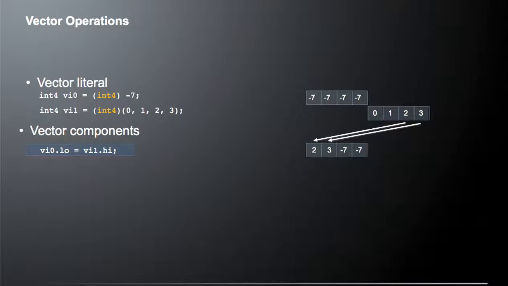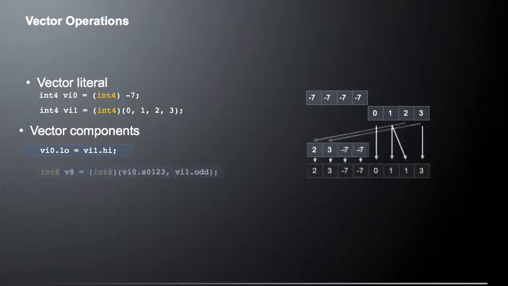We do that by using .low. So we say the .low component of vi0 will be equal to the high component of vi1. At the end of that, we're going to have the vector with the shown values in it.